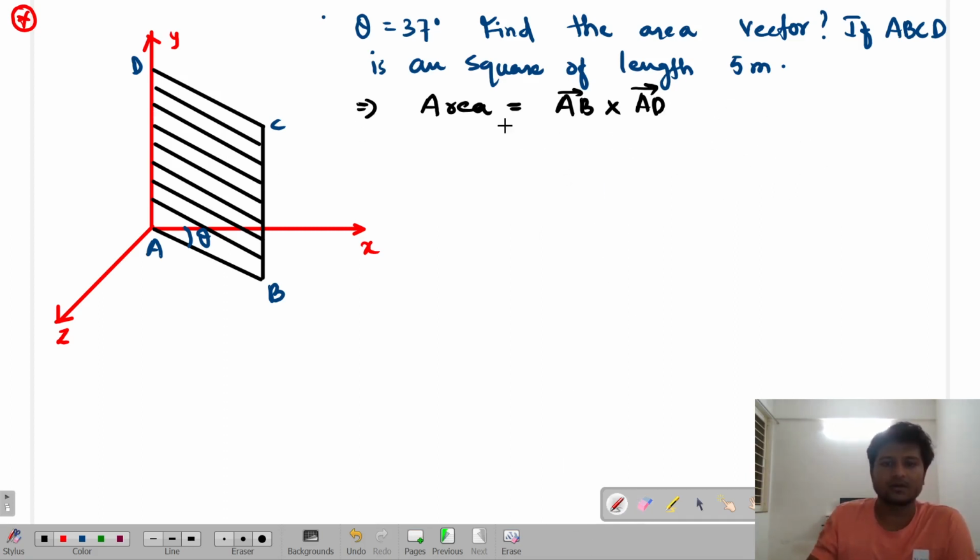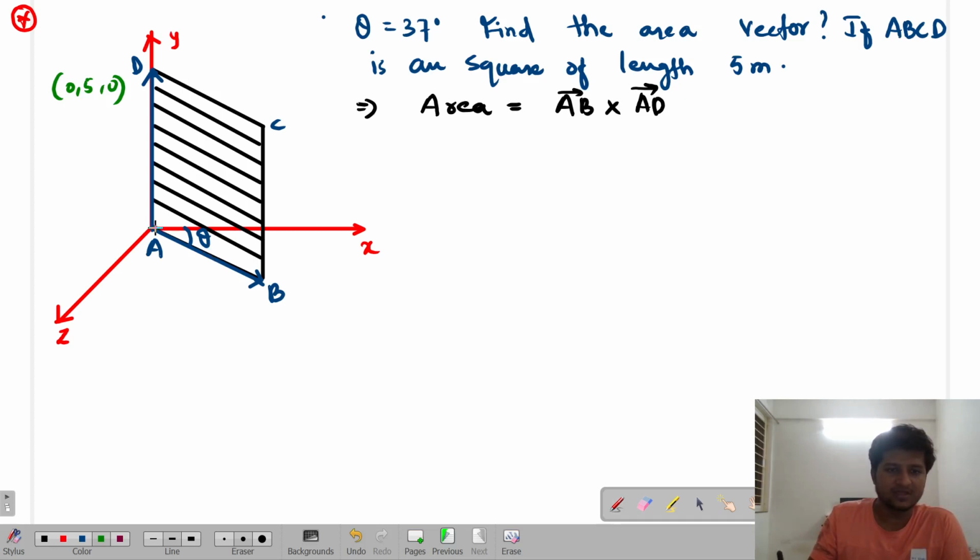Got it. So look over here. How to find AB and AD? I know that the length of the particular square is 5 meters. So this length from here to here is 5 meters, and this length from here to here is 5 meters. Yes, both are 5. So this will have coordinate 0 comma 5 comma 0. Theta is how much? 37 degrees, isn't it?